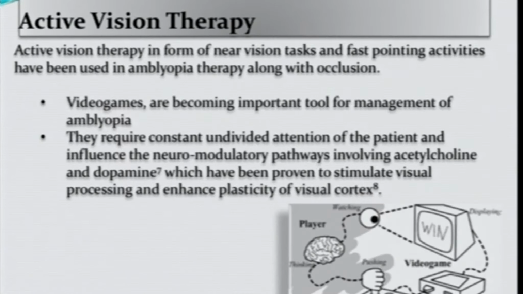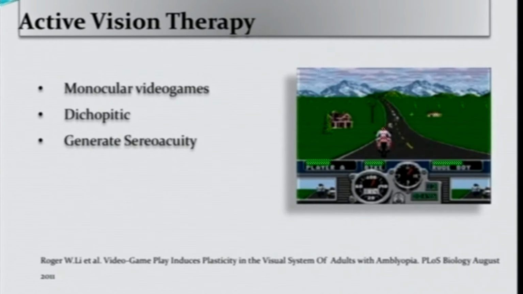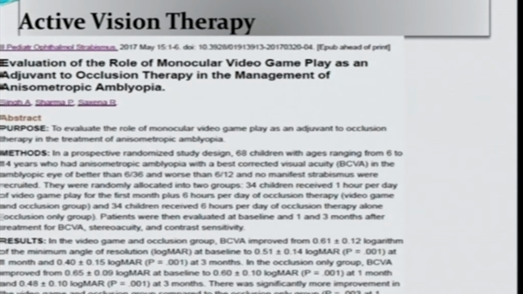Nowadays we are talking about active vision therapy, where the patient is asked to use video games along with the occlusion. So the dominant eye is still occluded and the patient is playing video games with the suppressed eye. That gives the child a motive to use occlusion, as well as providing some active vision therapy. A study was done at our center where monocular video games were given, and we found that these video games do act as an adjuvant therapy to occlusion in improving visual acuity.